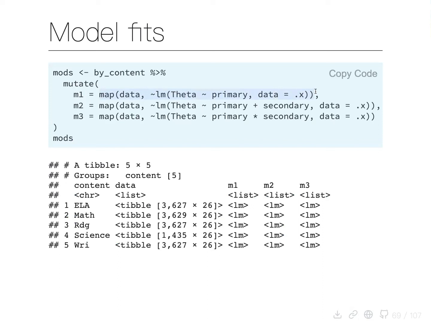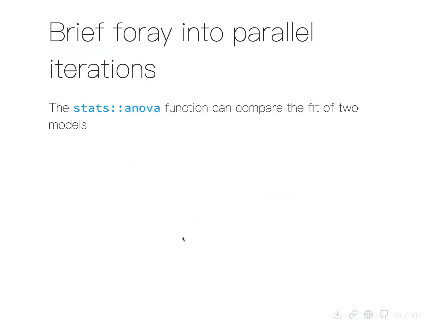And then we're looping through this data list column. Always in this case. But as we saw before, I was looping through the data, and then I was looping through the models, and then I was looping through the coefficients, right? So you can loop through any column that you want. And then next week, we're going to talk about parallel iterations, but I just want to show you real quick.